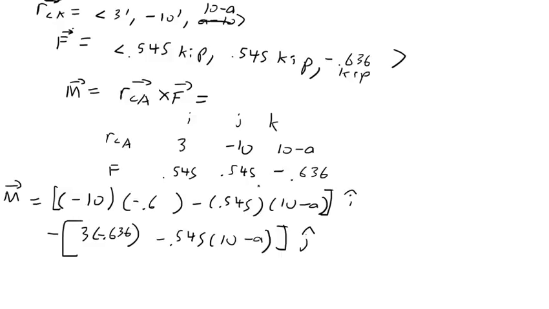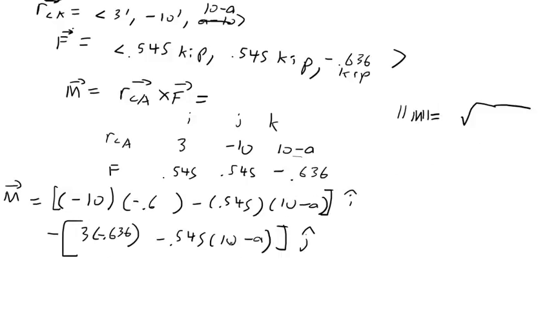Then let's see. Now, do I even need to continue? So here's the thing. In the end, I'm going to have a moment in terms of x, y, and z, the i, j, and k. My final goal is to minimize the magnitude of this moment. So I'm going to take the square root of the x, y, and z terms, and then minimize it by minimizing a. So I actually don't need to worry about the z term.